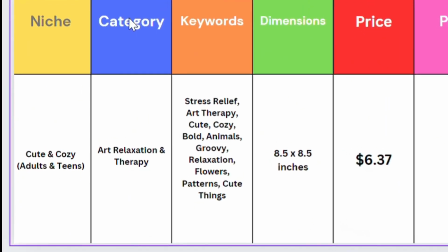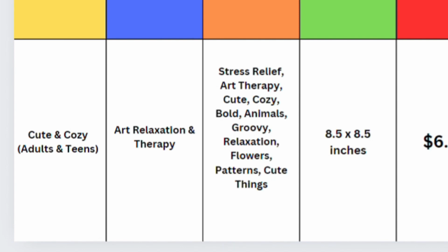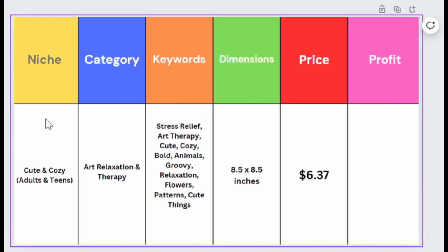Here we can see that I picked this niche called Cute and Cozy, and I'll show you exactly how I figured out the elements I wanted to include in this book. I won't be using any paid software for research, don't worry.